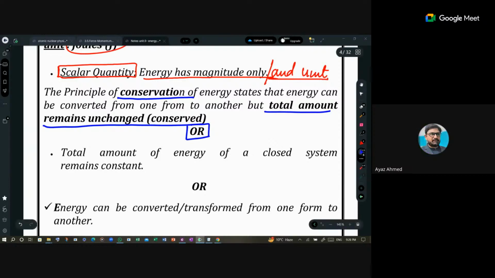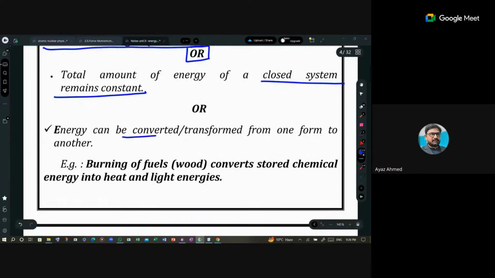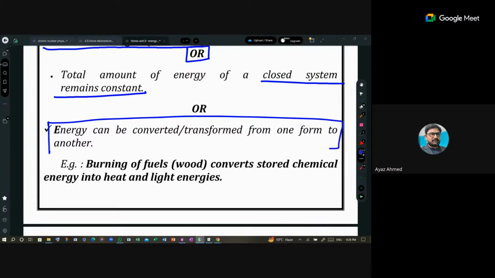So when energy remains the same, I have several definitions for that. The total amount of energy of a closed system remains constant, or energy can neither be created nor destroyed, but it can be converted from one form to another. There are so many ways to define it. So energy can be converted from one form to another, that's it, without any loss.